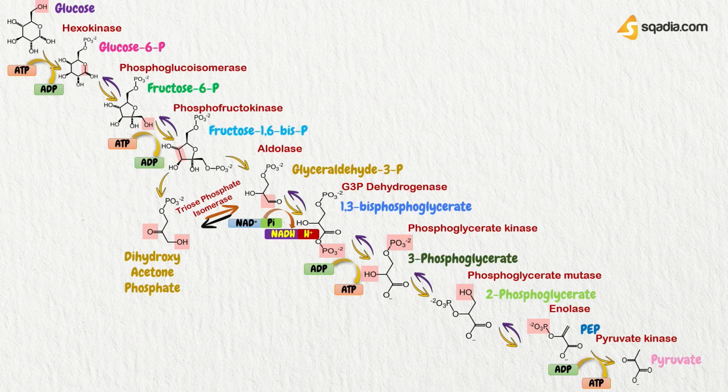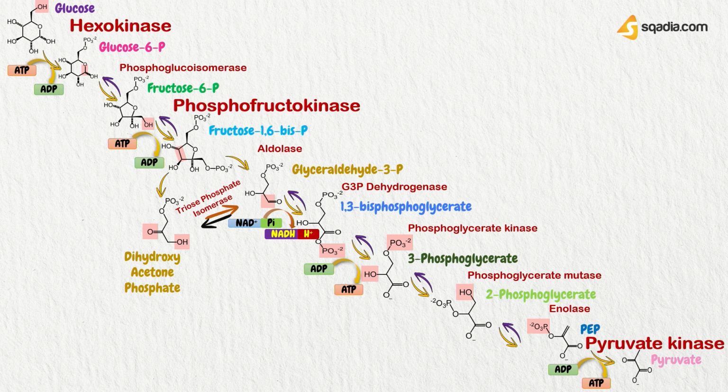So here is the 10-step reaction of glycolysis. You can see it clearly over there. There are three main enzymes that are highly regulated in this process, which are hexokinase, phosphofructokinase, and pyruvate kinase. We're going to discuss them one by one.